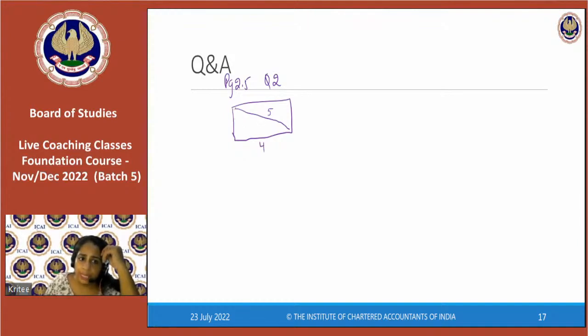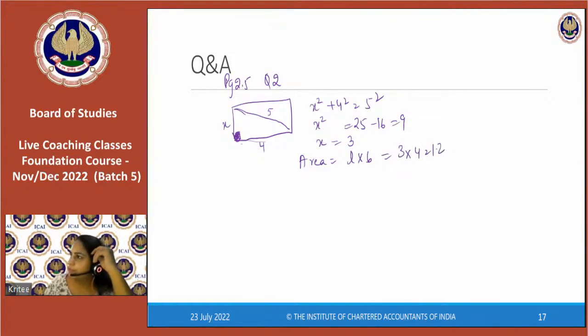So when you know the diagonal and you know one of the sides, let the other side be x. In a rectangle, the angle is 90 degrees. Apply Pythagoras theorem. x square plus 4 square equals 5 square. So x square is equal to 25 minus 16, which gives me 9. Value of x is 3. So once I get the value of x, that is your length. So area of rectangle is equal to length into breadth. That is 3 into 4 equals 12. Okay, that solves your problem. I hope your issue is sorted, Vinodini.